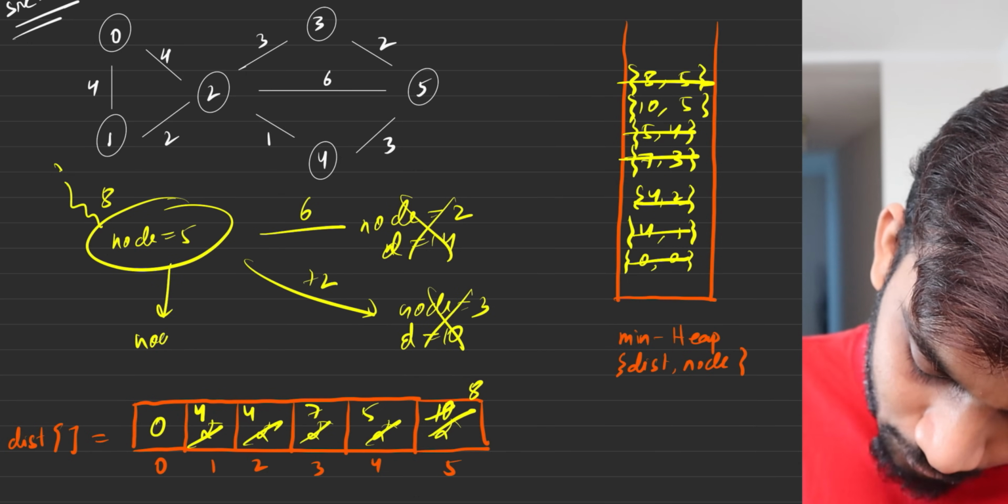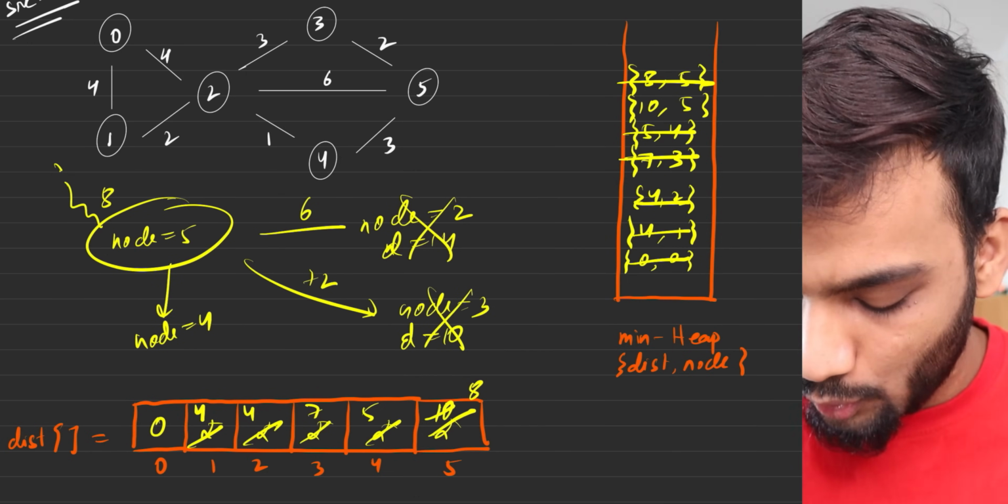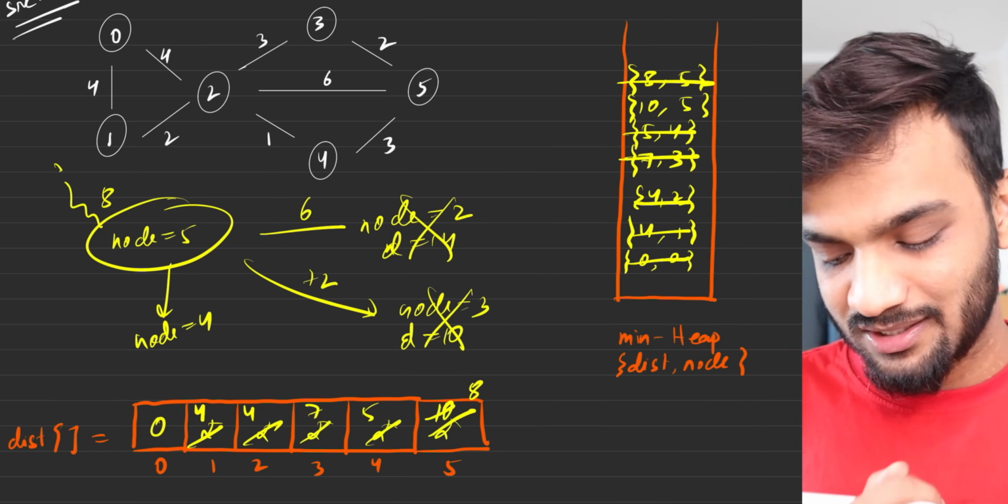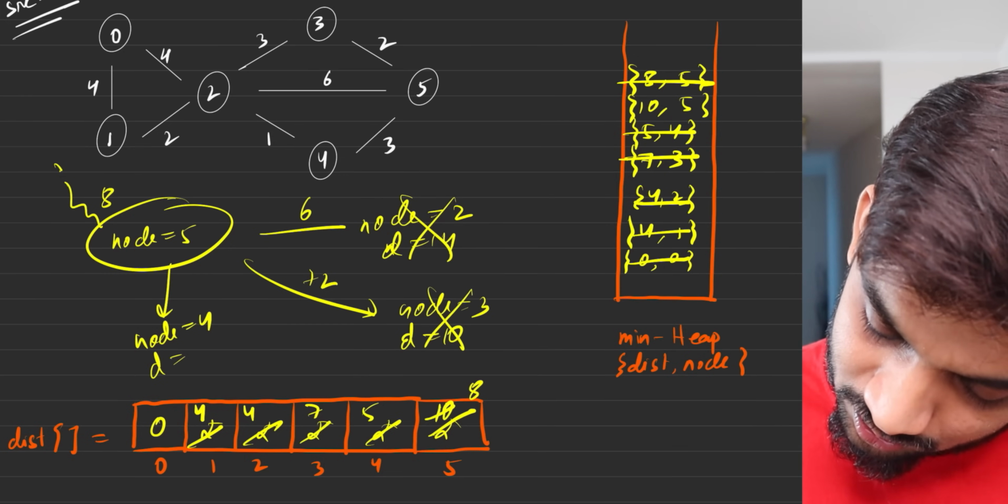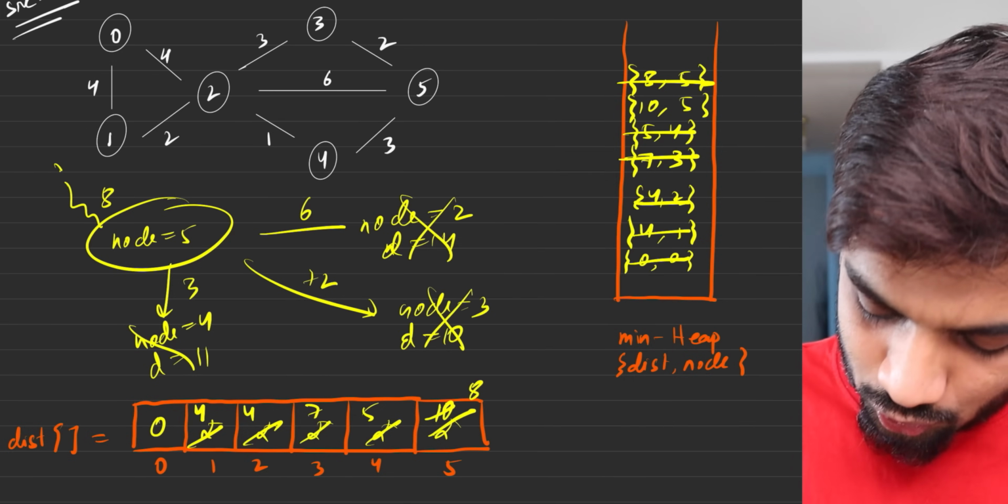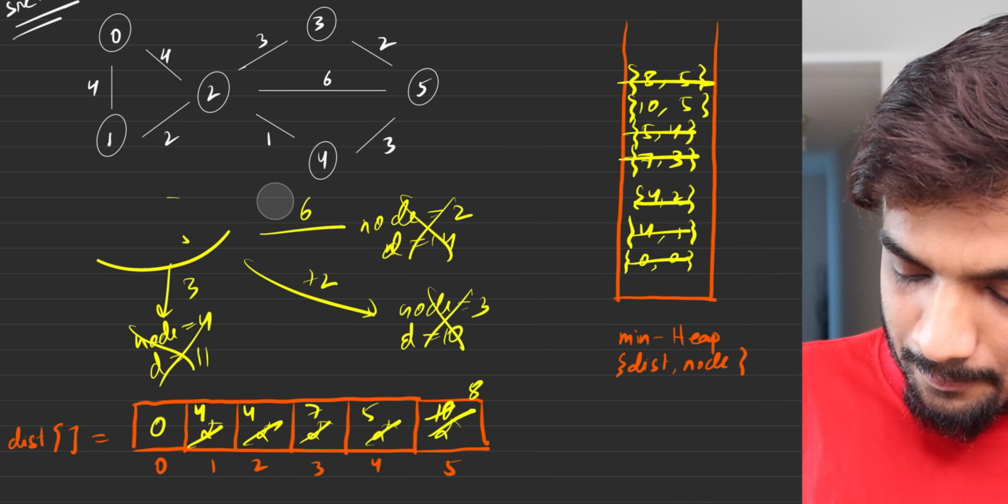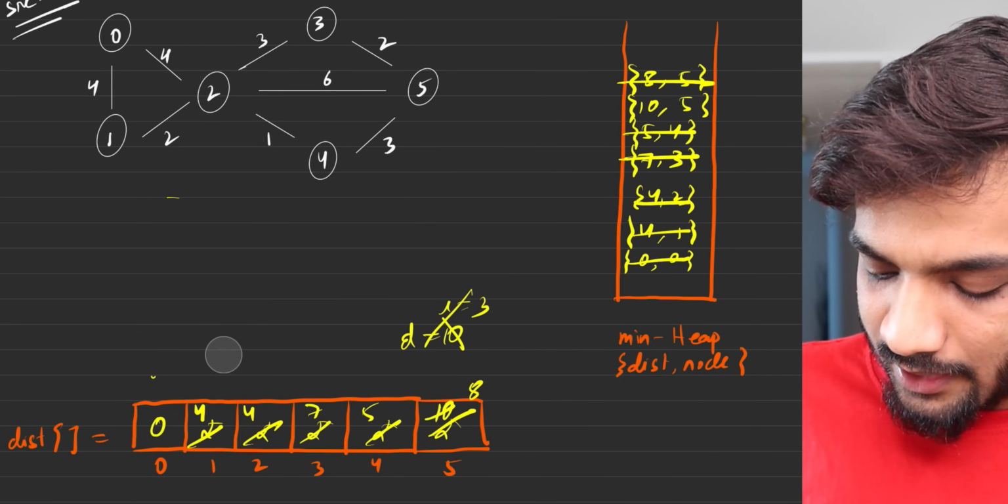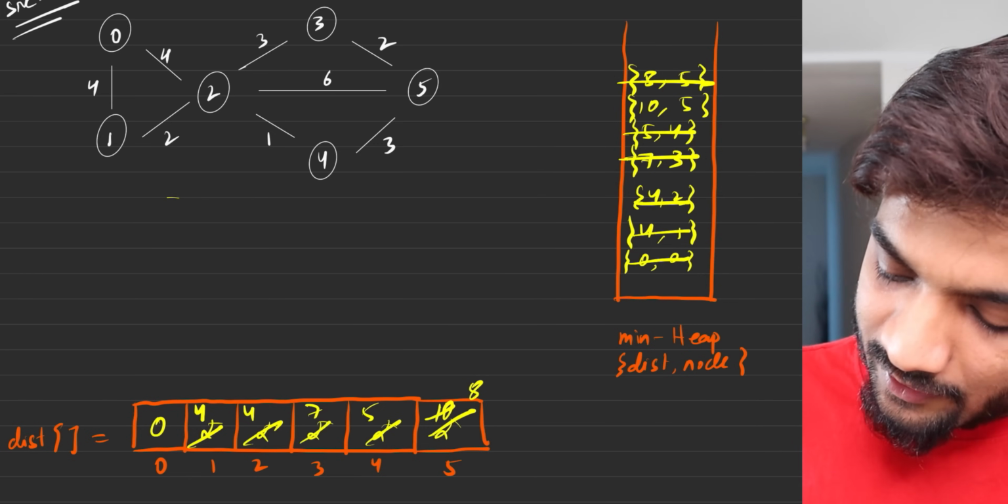It will try to go to 4. Yes, it will try to go to 4 with how much distance? It will try to go with 3, which will make it 11. 4 is better, not to be considered. Similarly, you will again take out 10 comma 5 this time.